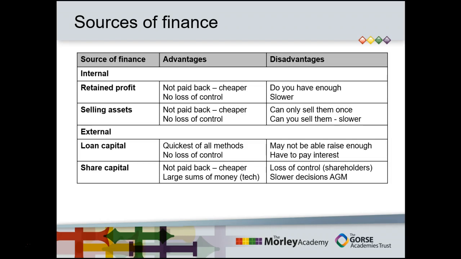However, coming back to this idea of decision making, once you start to increase the number of shareholders, the number of owners in the organisation, then you have to have annual general meetings. Decisions are made much more slowly because there's more people involved, more likely to be disagreement. So share capital is great for large sums of money, but bad for being able to make quick decisions and snappy decisions.